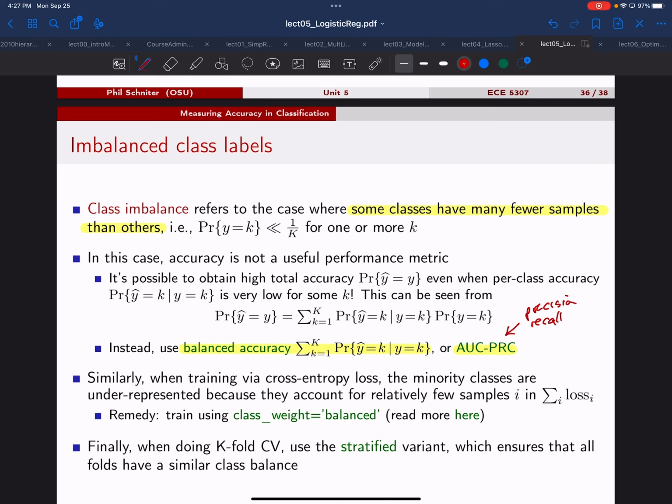Yes? Shouldn't there be 1 over k in the balanced equation? Yes, actually, there should. Thank you. There should be 1 over k, otherwise the number we're going to get is going to be too big. Sorry about that. So there should be a 1 over k here.